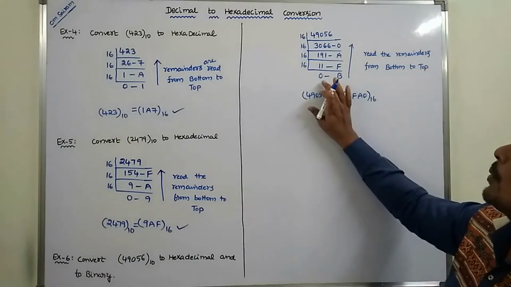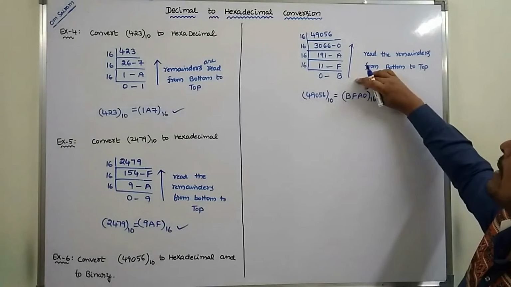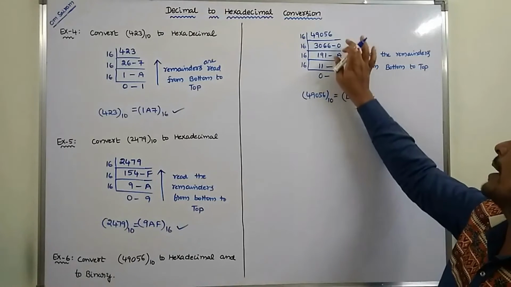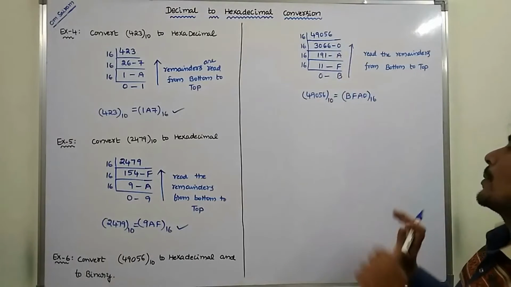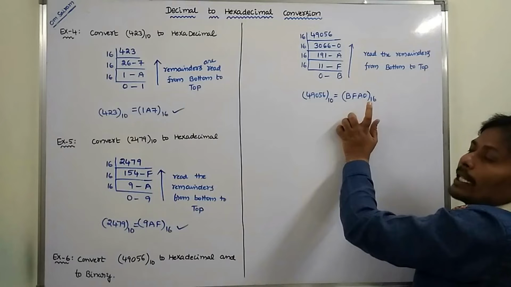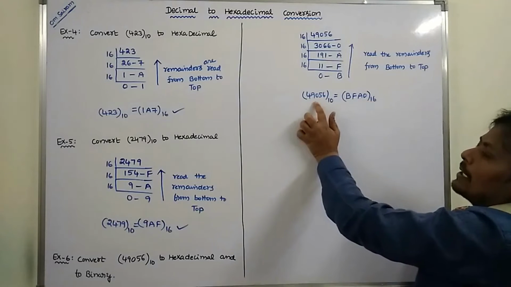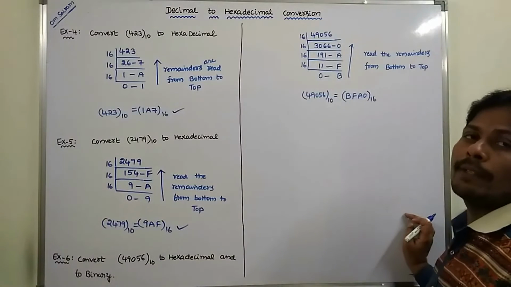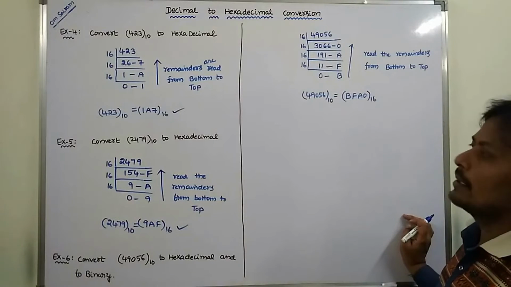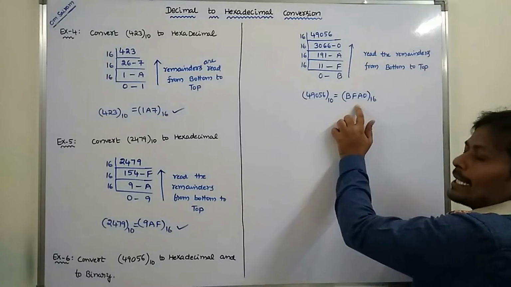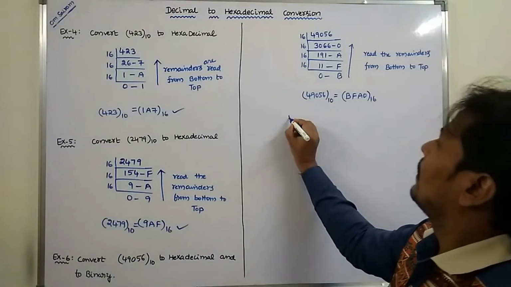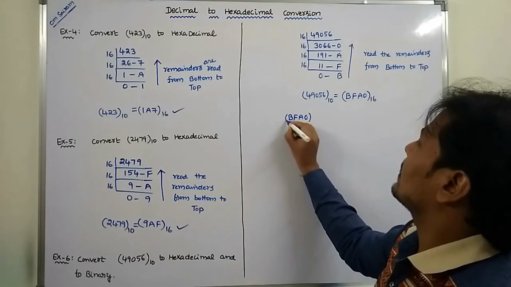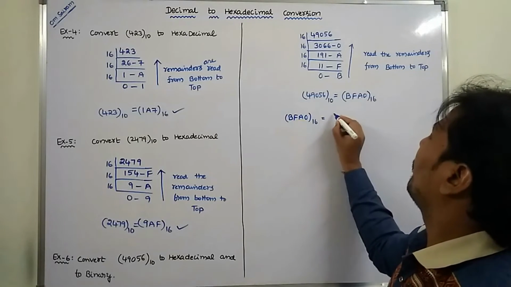So once the quotient is 0, the remainders are read from bottom to top. So then BFA0 base 16. So this is the equivalent hexadecimal number for the given decimal number. Here we have used the successive division by 16 method. Now we convert this hexadecimal number BFA0 base 16 to binary.